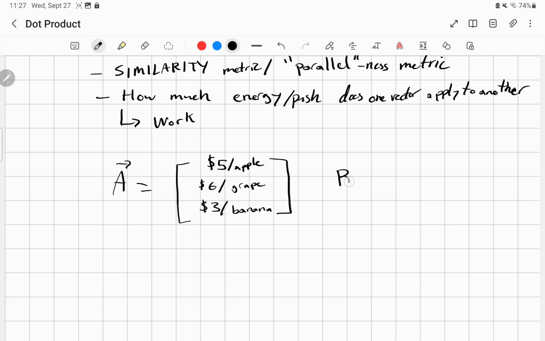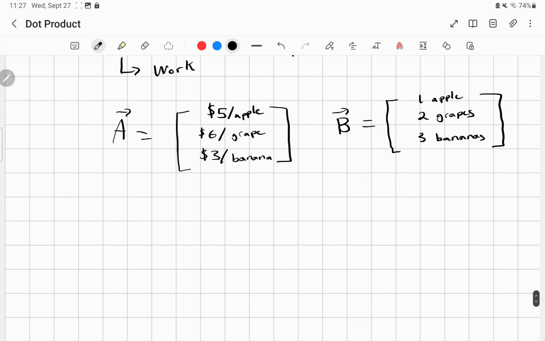And then, let's say we have number matrix B of what's on your shopping list. So, let's say one apple, 2 grapes and 3 bananas. How do you figure out how much money you spend at the store? Well, you have to do a dot product. You match up each element and you do an element-wise multiplication.